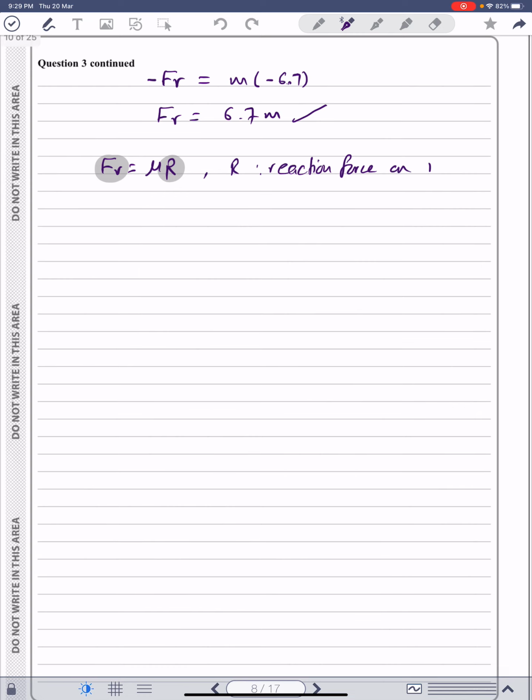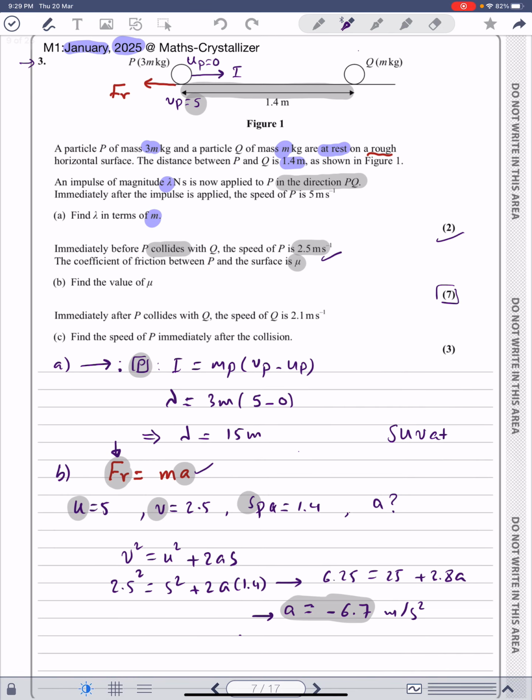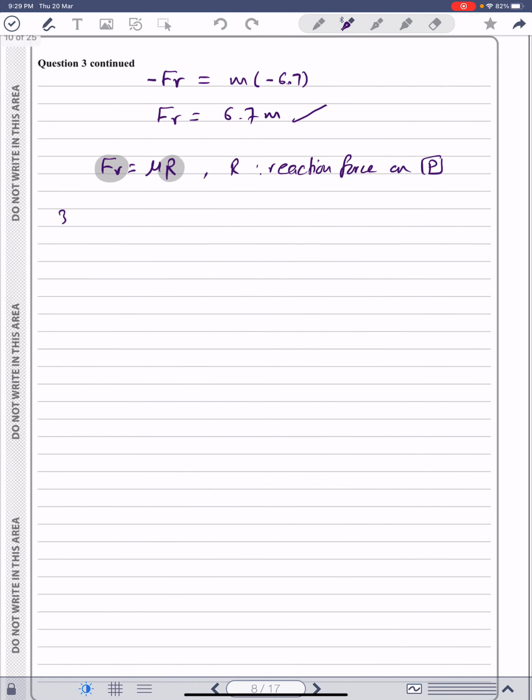On particle P, which is in the question, I will do it here for you. This is a 3m, which is P, R perpendicular to the horizontal, equal to the weight of the particle. So this will give that friction equals mu times 3mg newtons.